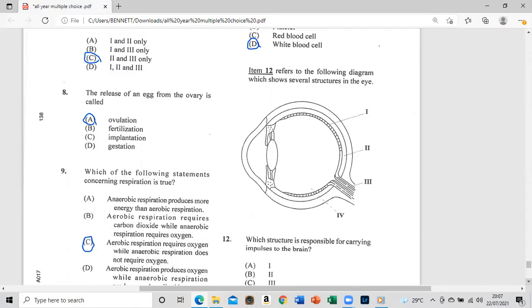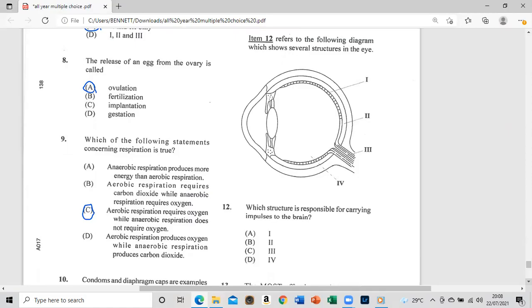This one refers to the diagram of the eye. Which structure is responsible for carrying impulses to the brain? I think this would be the optic nerve, so it is 3. So number 12 would be C, and that's the optic nerve. Guys, make sure you know all this stuff for Paper 2. Let's move on to 13.